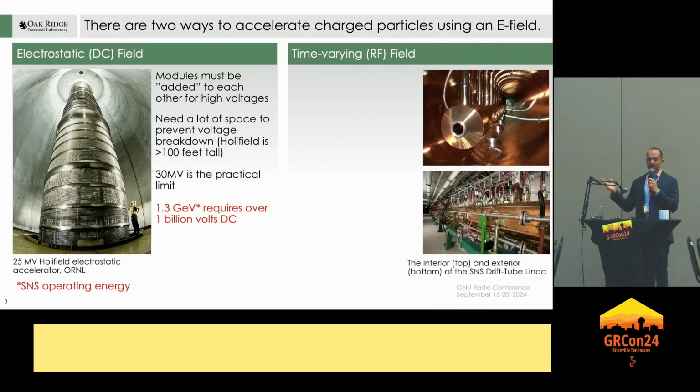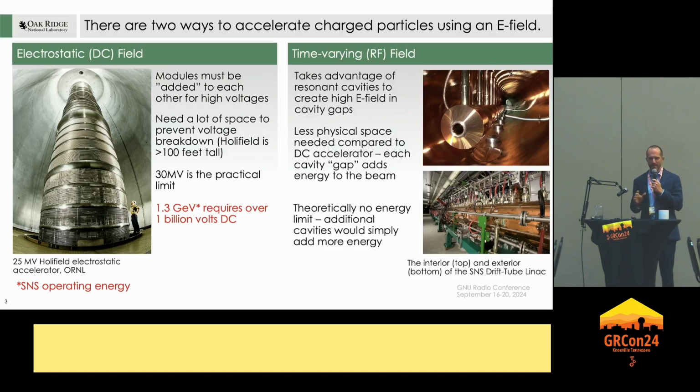So we use time varying or RF fields. Here's a picture. I'll get into the details of this in a few slides. What you see here is a picture of our drift tube Linac. The way the RF field works, we take advantage of resonance, right? We use the resonance of the cavity to ring up a really high voltage in a gap.